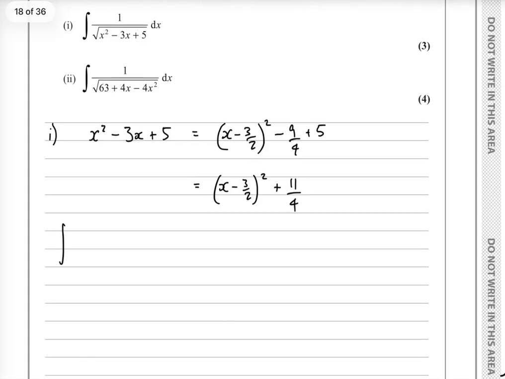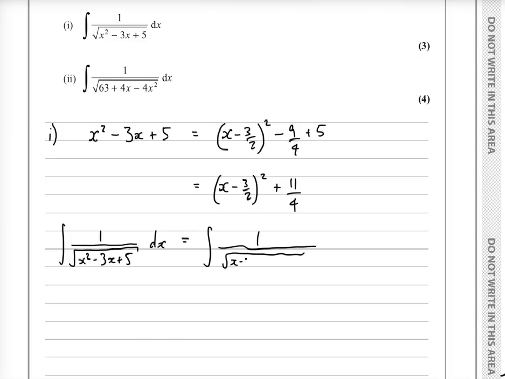So if we want to integrate 1 over the square root of x squared minus 3x plus 5, we can rewrite that as 1 over the square root of x minus 3 over 2 squared plus 11 over 4.